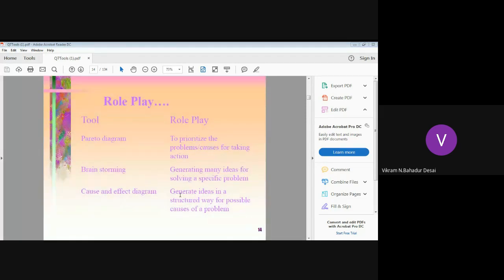Then the cause and effect diagram generates ideas in a structured way to identify the possible causes of problems. For our cause and effect diagram, I'm going to give an example. For whatever effect you need to identify, say you have some fever, that is the effect. So what are the causes for that?